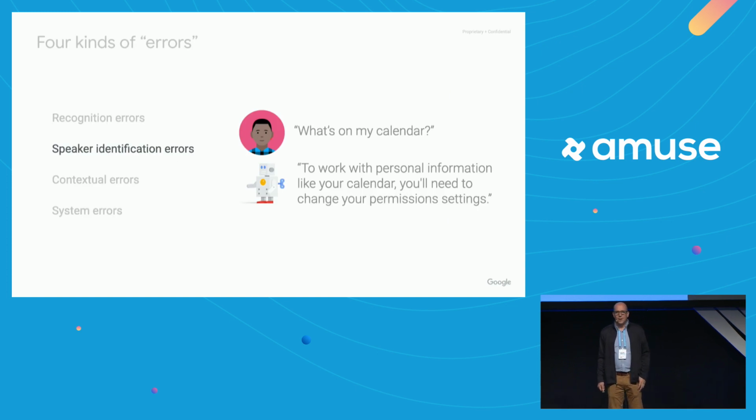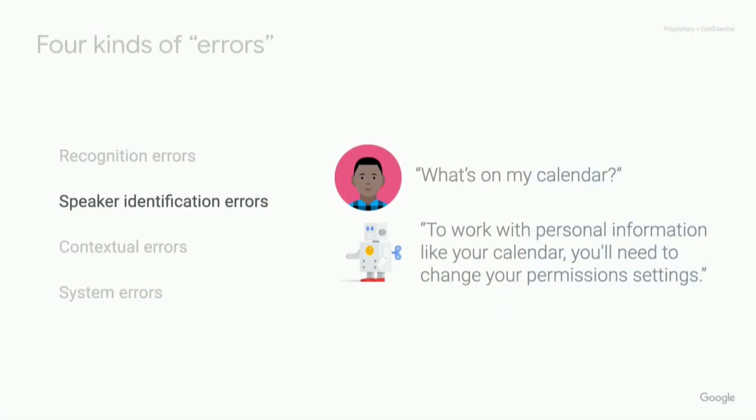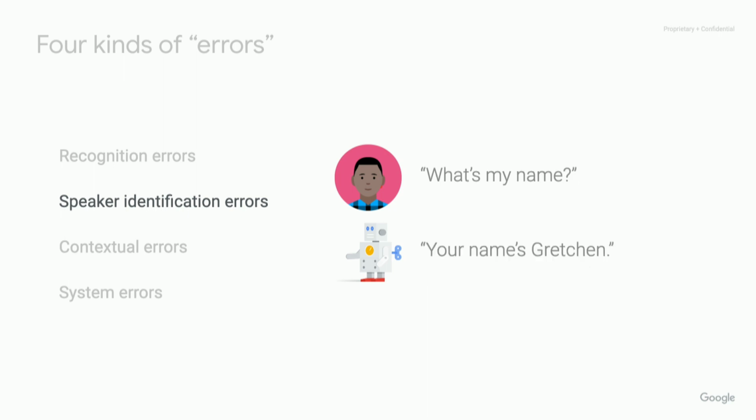There are also speaker identification errors, also called voice match errors, where the assistant or a digital assistant should understand who you are, but for some reason didn't catch your voice and so can't give you personal information, for example. There can also be false accepts in this area too. Maybe your name is, I don't know, Jason, and you say, what's my name? And it comes back and says your name's Gretchen, as the completely wrong person.